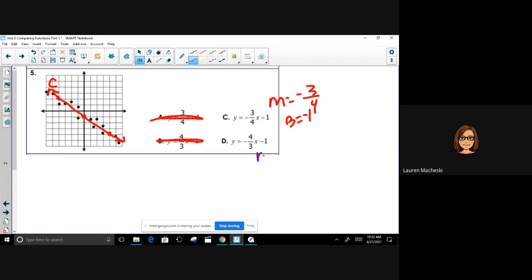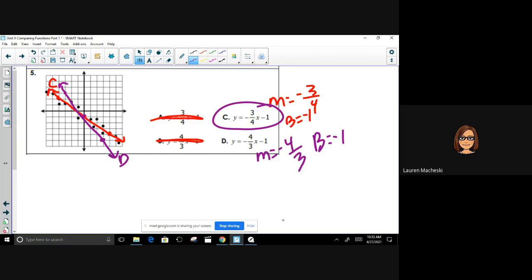I'm going to try D just to check and prove. The slope is negative 4/3. The y-intercept is negative 1. So if I put a dot at negative 1, the negative 4/3 means I go down 4, right 3, up 4, left 3. So that one's a little bit more off, right? So clearly C is our best option.